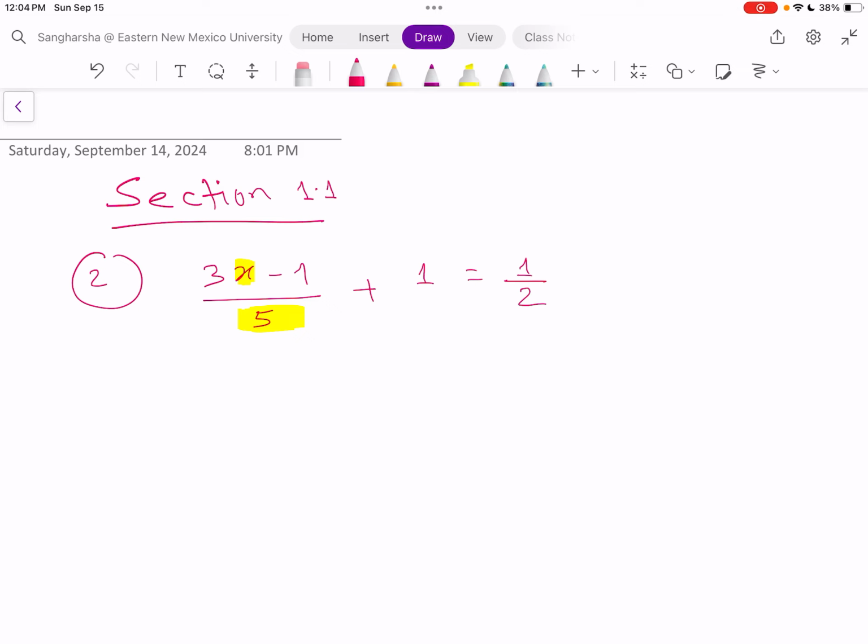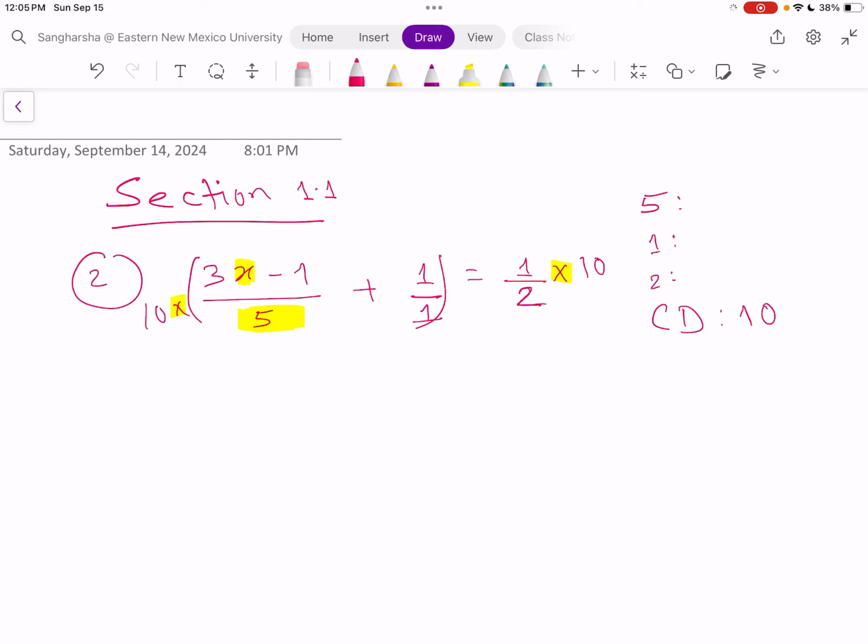For that, let's find the common denominator. For the first expression our denominator is 5, for the second expression our denominator is 1, and for the third expression our denominator is 2. So we have these three different denominators, and the common denominator for 5, 1, 2 is 10. So our common denominator is 10, and we multiply this equation on both sides by the common denominator.